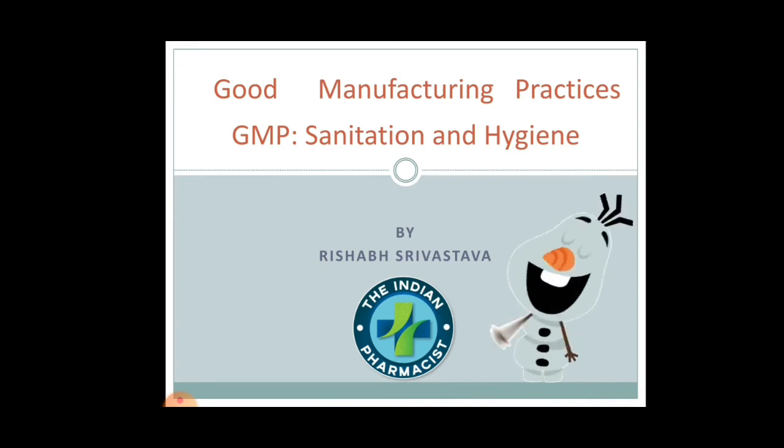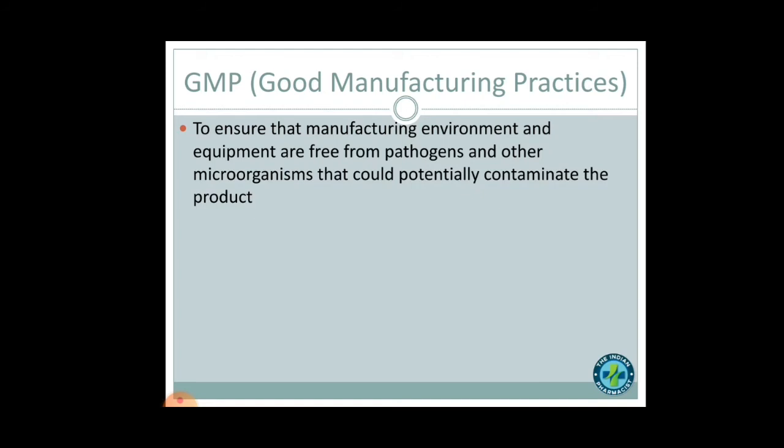So what does sanitation and hygiene mean? To ensure that the manufacturing environment and equipment are free from pathogens and other microorganisms that could potentially contaminate the product. Sanitation and hygiene is required to ensure that all the surfaces, like equipment, floor, area and person, are free from any type of pathogens, any type of contamination and any type of microorganisms, so that we can claim that this product is safe for the patient.